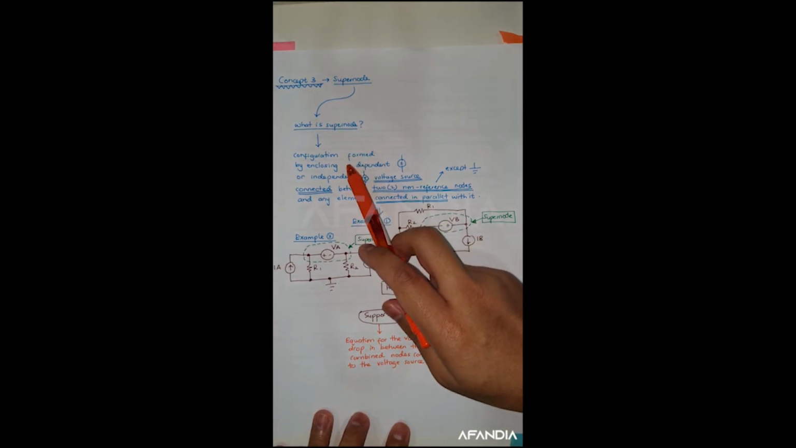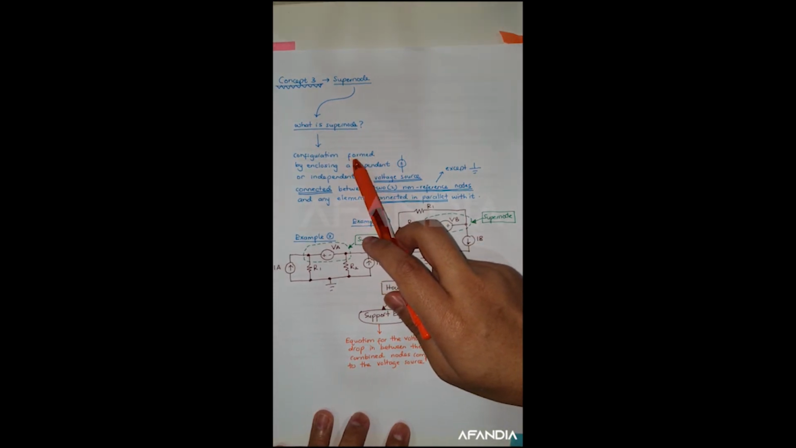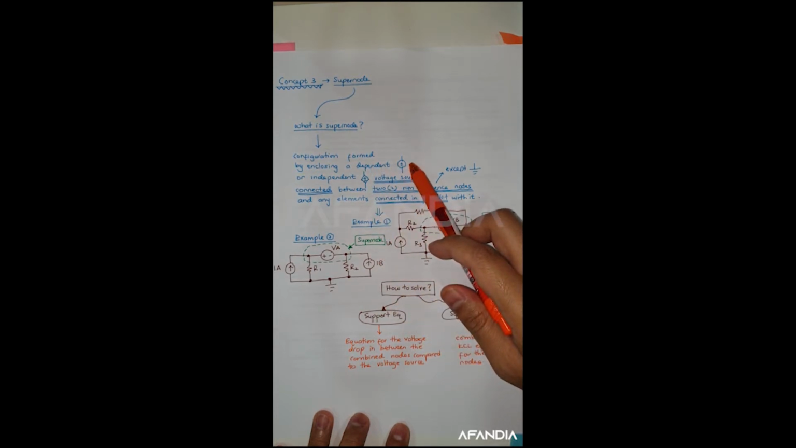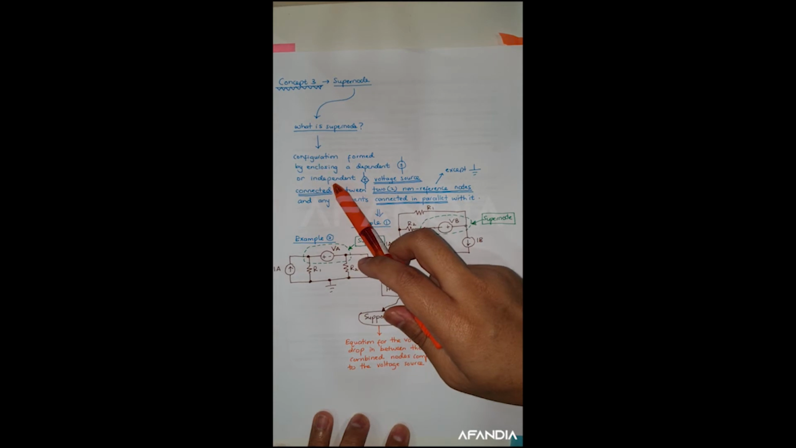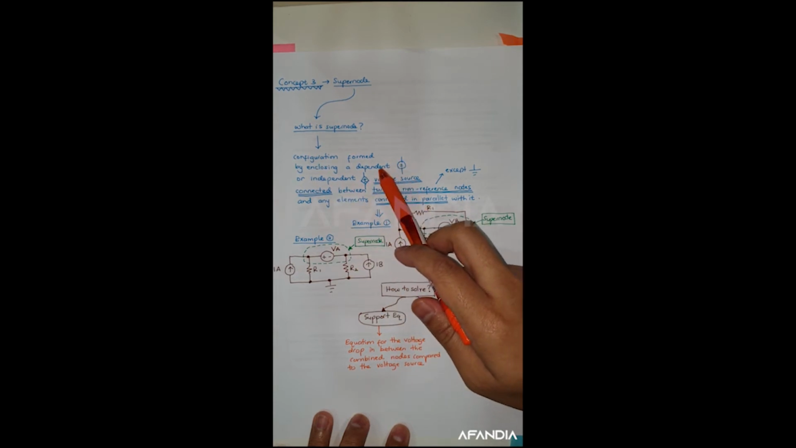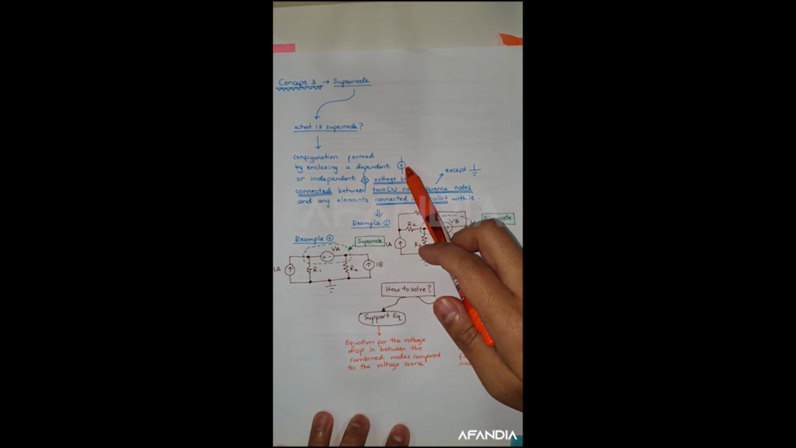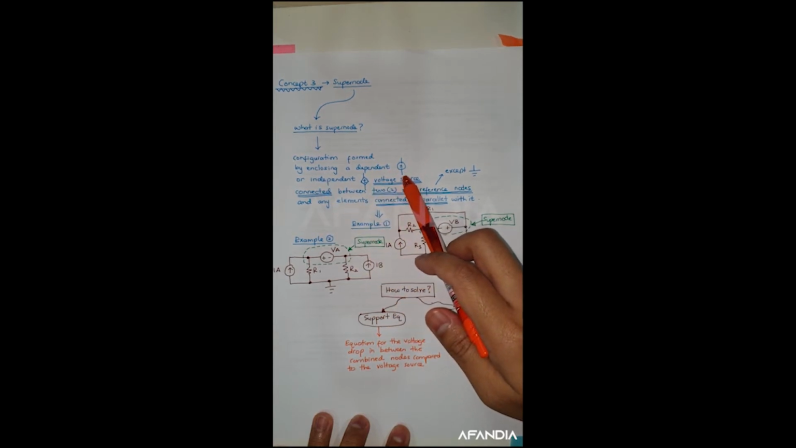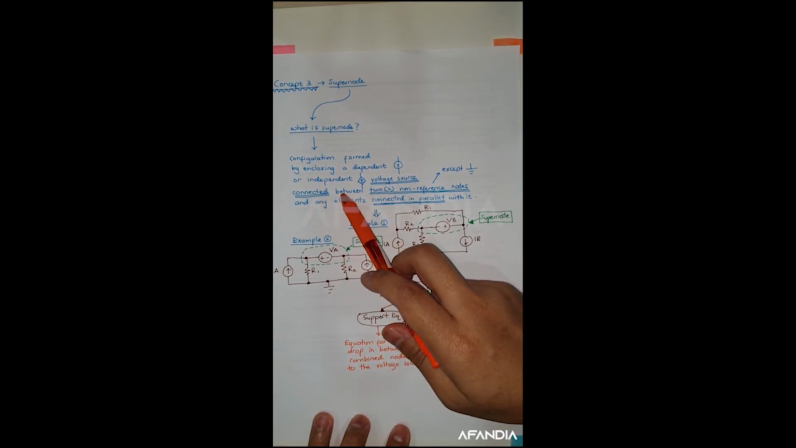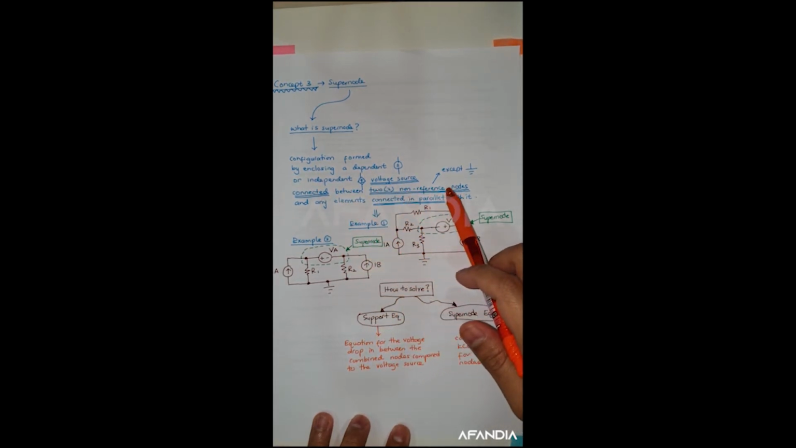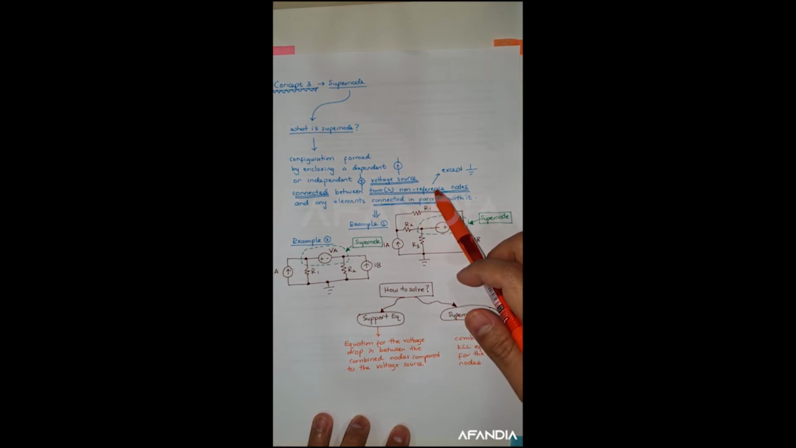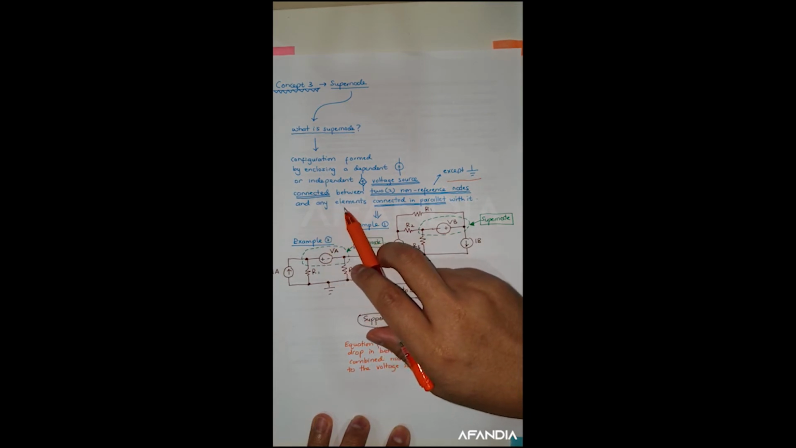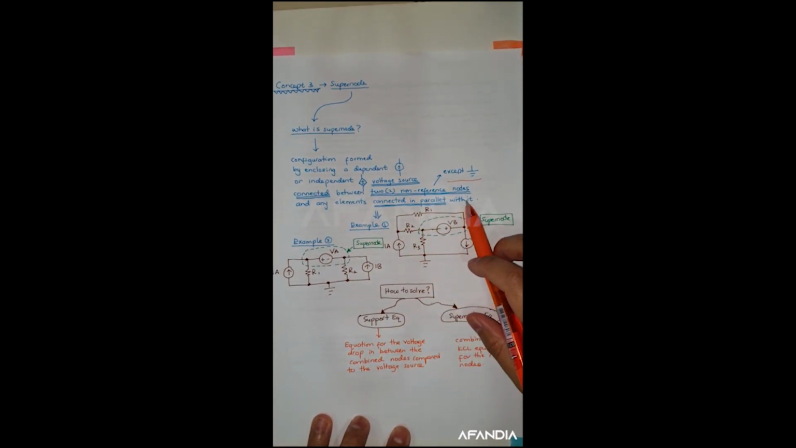Let me explain this concept. A supernode is formed by enclosing a dependent voltage source or an independent voltage source. You must remember that dependent is in the circle form, while independent is the diamond shape of your voltage source, and it is connected between two non-reference nodes. Non-reference means except your ground, and any elements connected in parallel with it.